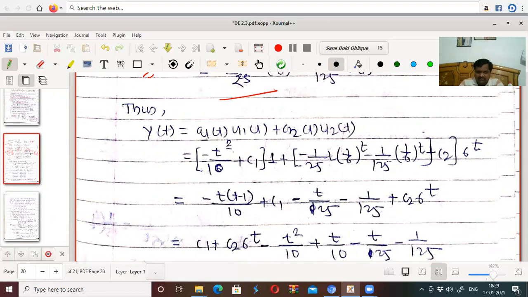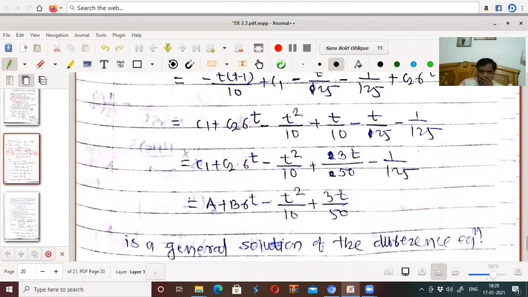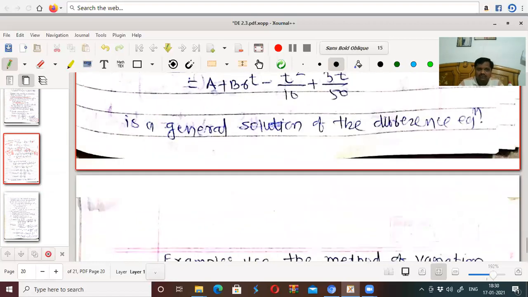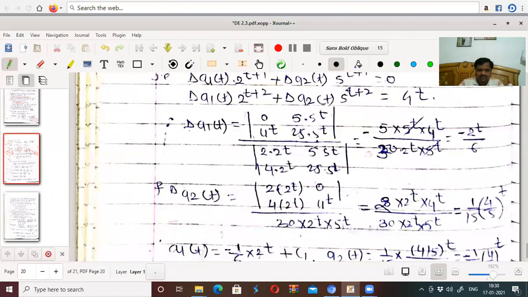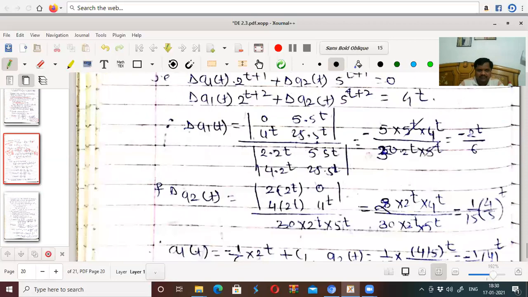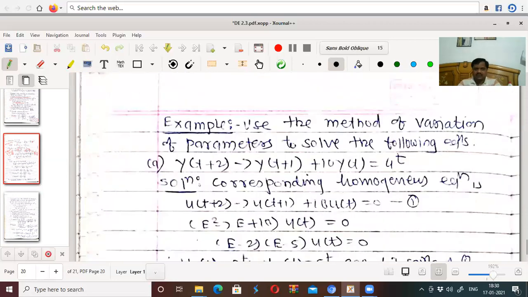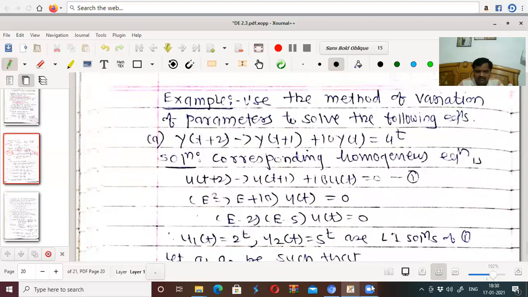So after this solution, you will get c1 plus c2 6 to the power t minus t square by 10 plus 3 to the power t by 50 minus 1 upon 125, that is a plus b into 6 to the power t minus t square upon 10 plus 3t upon 50, which is the general solution of the given difference equation. This is also one more example which we can solve.